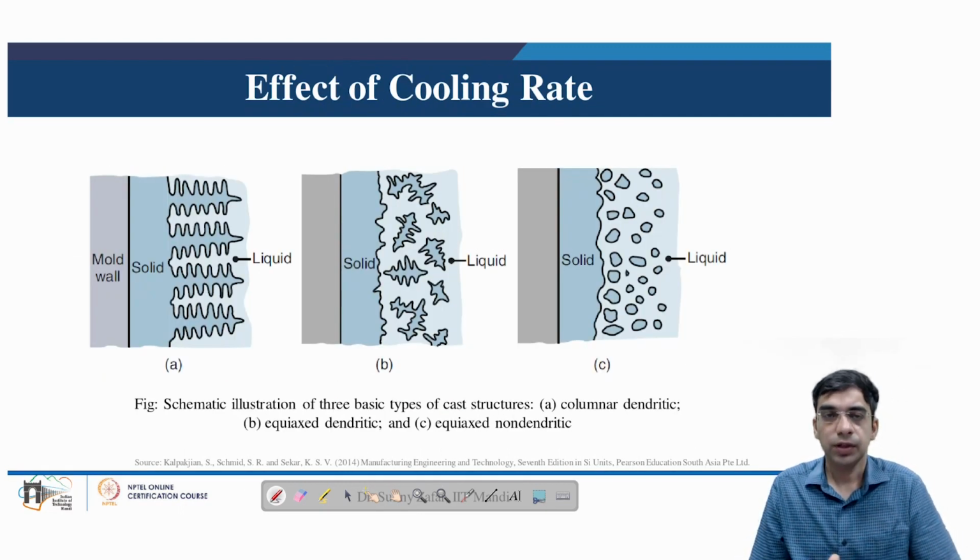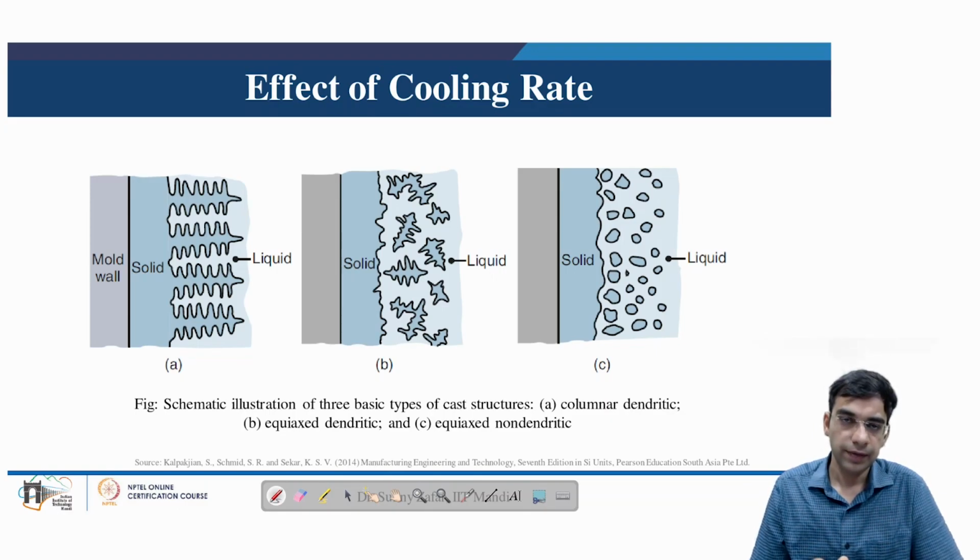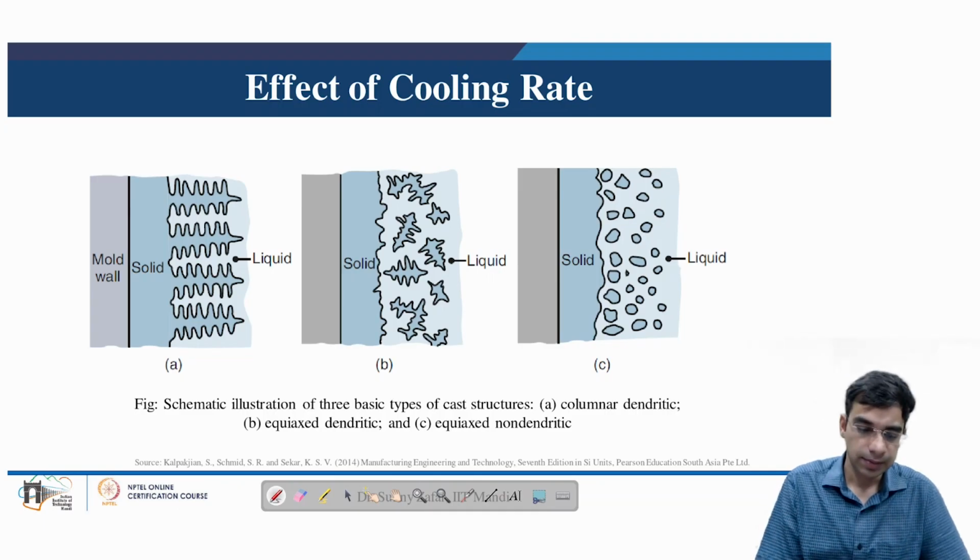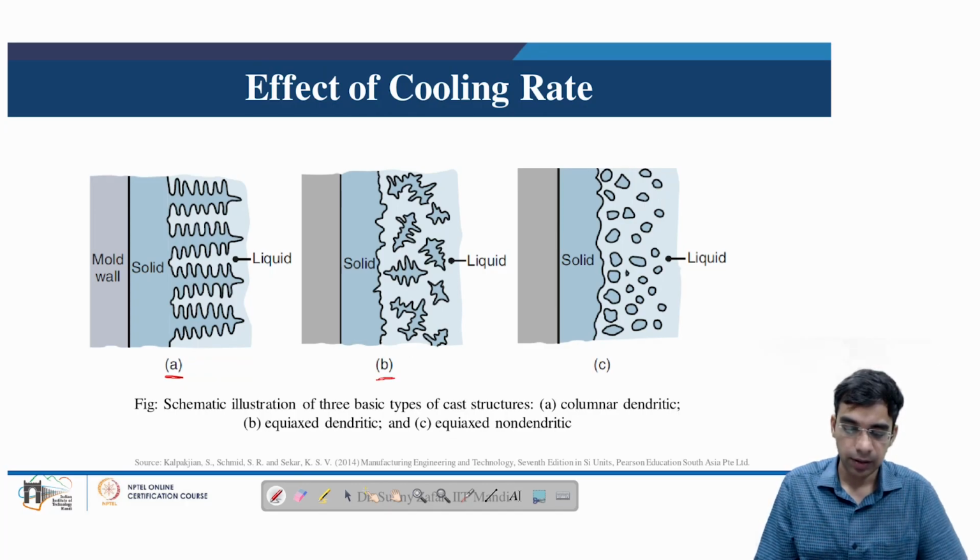Now we will understand the effect of cooling rate on the solidified microstructure in metal casting. We can have different types of cooling rate, and cooling rate largely decides what the shape of the cast structures will be. Popularly, the cast structures can take three shapes: columnar dendritic, equiaxed dendritic, or equiaxed non-dendritic.